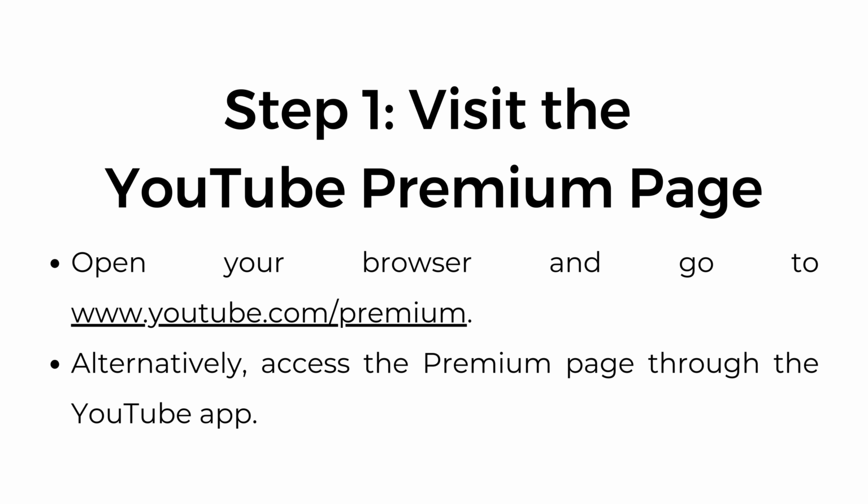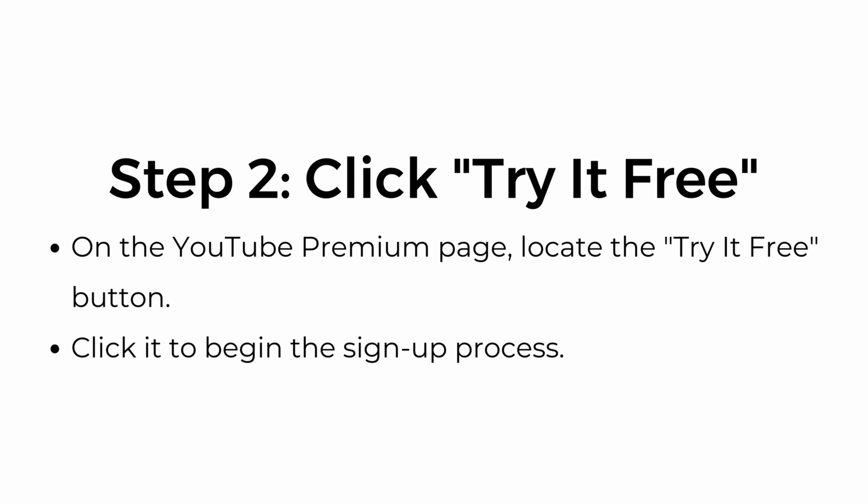Step 1. Visit the YouTube Premium page. Open your browser and go to www.youtube.com/premium. Alternatively, access the Premium page through the YouTube app. Step 2. Click Try It Free. On the YouTube Premium page, locate the Try It Free button. Click it to begin the sign-up process.